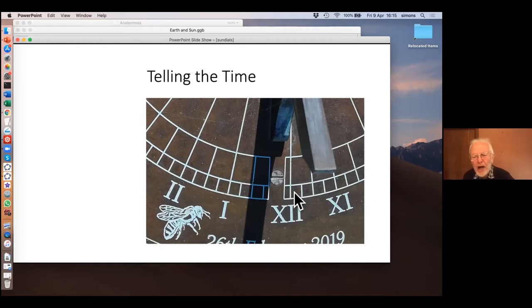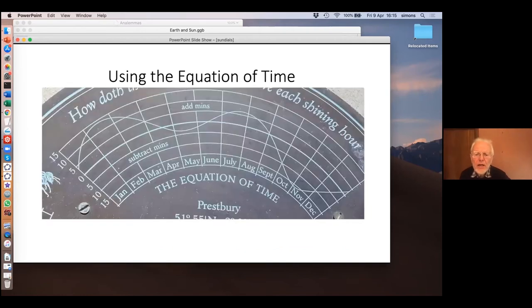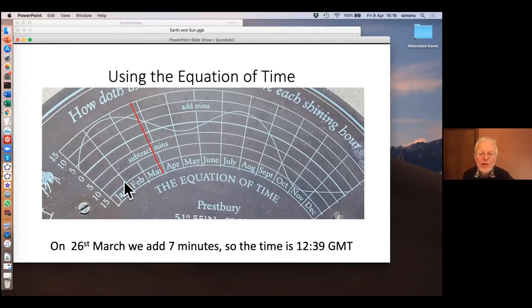So this dial reads Greenwich solar time. So when this photograph was taken, it was 12:32 Greenwich solar time. So then I looked at the equation of time. The photograph was taken on the 26th of March, and it says here that we have to add 7 minutes on the 26th of March. So it was 12:39 GMT when that photograph was taken.